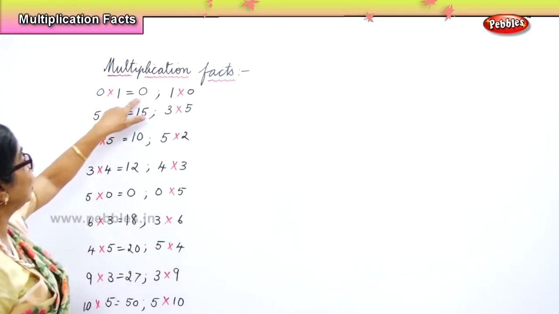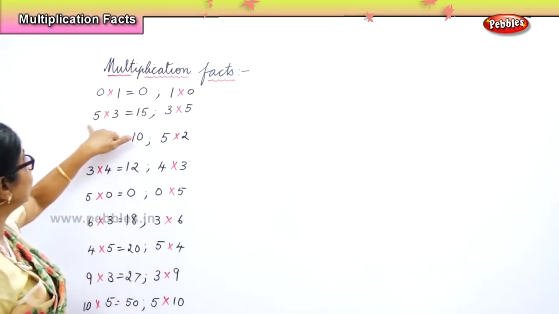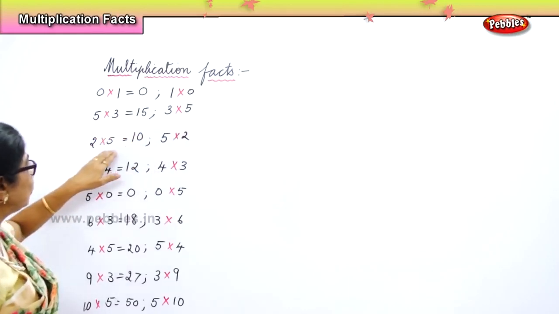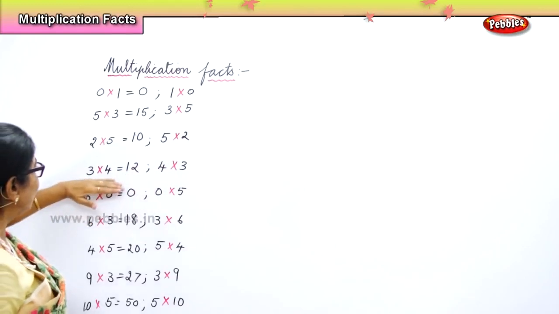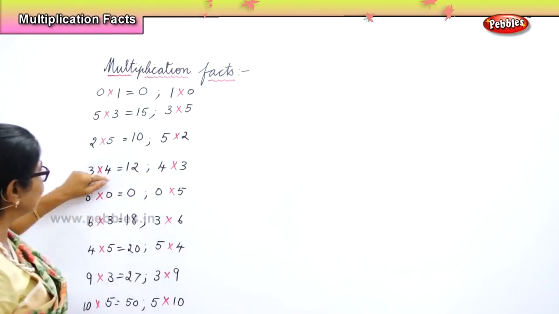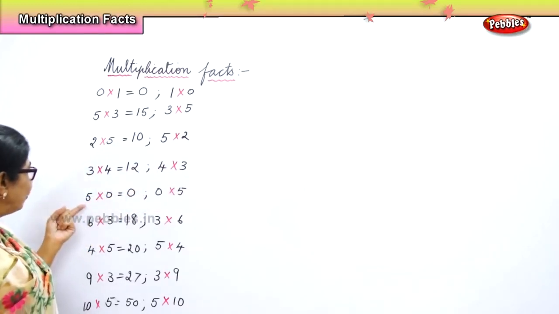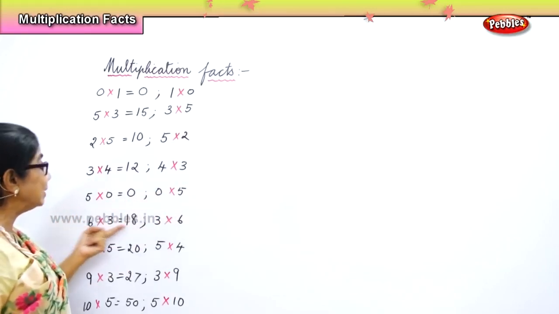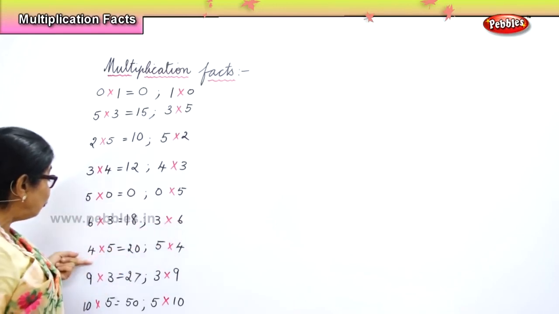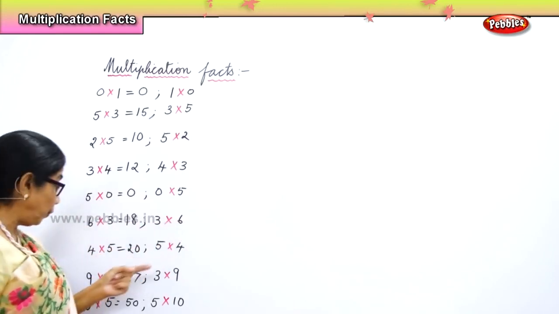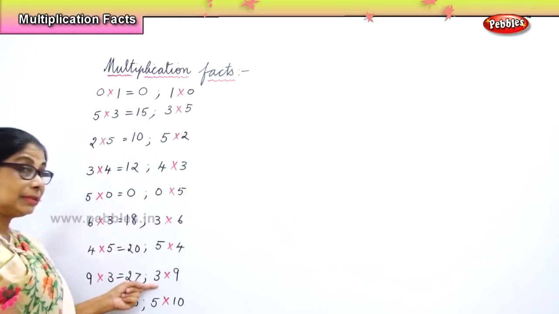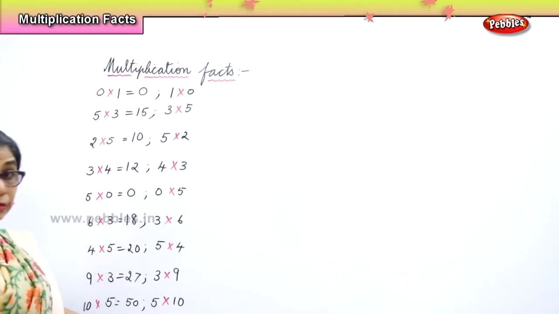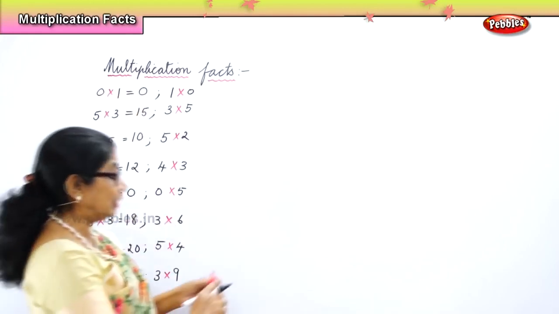0 into 1 is same as 1 into 0. 5 into 3 is same as 3 into 5. 2 into 5 is same as 5 into 2. 3 into 4 is same as 4 into 3. 5 into 0 is same as 0 into 5. 6 into 3 is same as 3 into 6. 4 into 5 is same as 5 into 4. 9 into 3 is same as 3 into 9. 10 into 5 is same as 5 into 10. This is called multiplication facts.